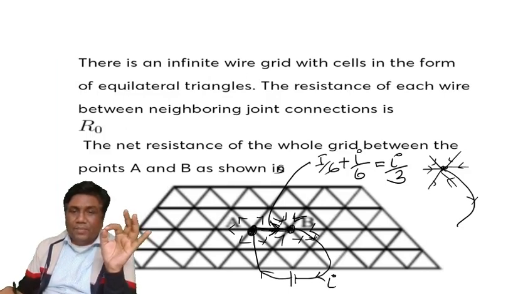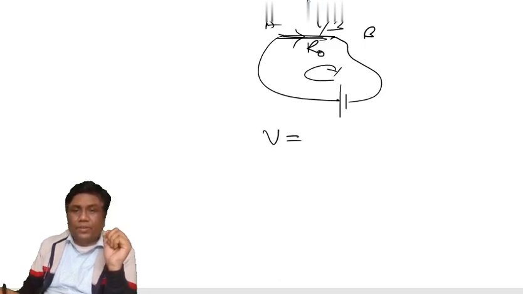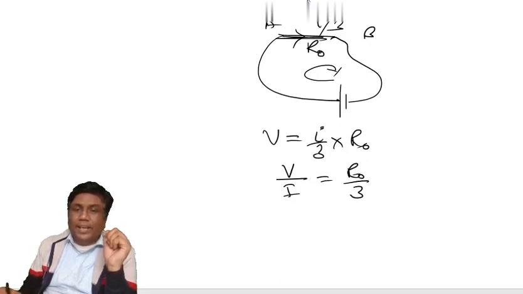Now think of this branch only, let me draw that branch only. In this branch you can see, say this is the branch A and B, and the battery is connected here. So in this branch the resistance is R0 and the current is I by 3. So if I apply Kirchhoff's law, V is equal to current into resistance only. So the V by I ratio is R0 by 3 only.